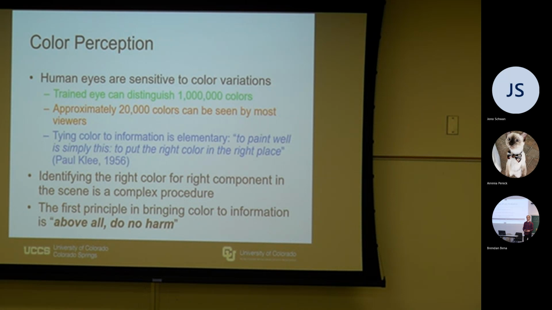Color to information is elementary. To paint well is simply this: to put the right color in the right place. This is coming from Paul Klee. We're going to refer to him a couple of times today. So identifying the right color for the right component in the scene is a complex procedure. The first principle in bringing color to information is this: above all, we should not do any harm. Okay?